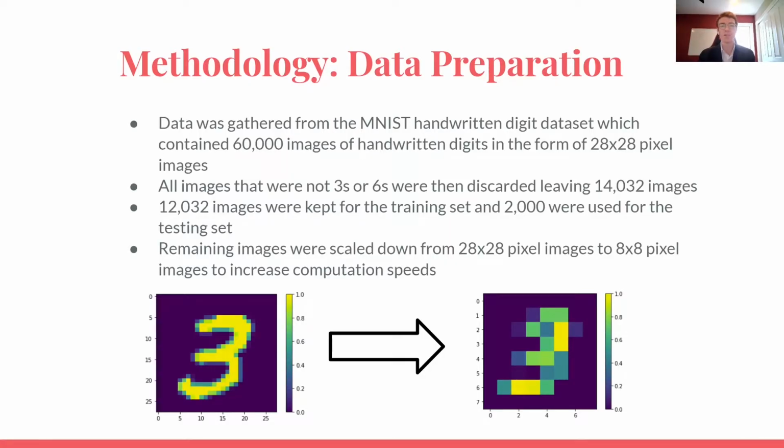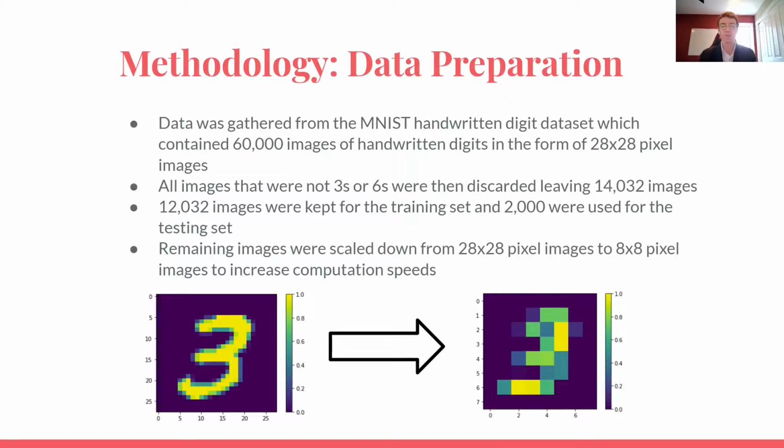For data preparation, I first downloaded 60,000 handwritten digits from the MNIST dataset. The MNIST dataset is a large dataset composed of 60,000 handwritten digits that are represented by 28 by 28 matrices of grayscale values from 0 to 1, where 0 is the lightest color, white, and 1 is the darkest, black. The original dataset has digits 0 through 9, however, since we're only interested in binary classification, I discarded every digit that's not a 3 or a 6.